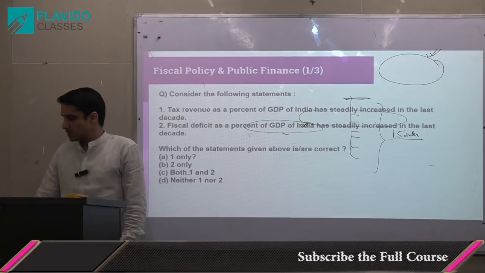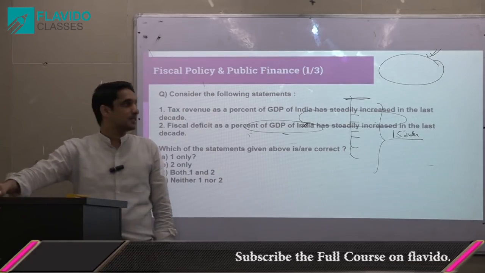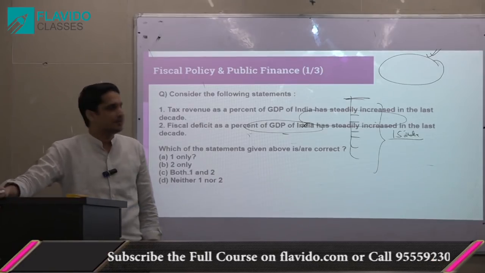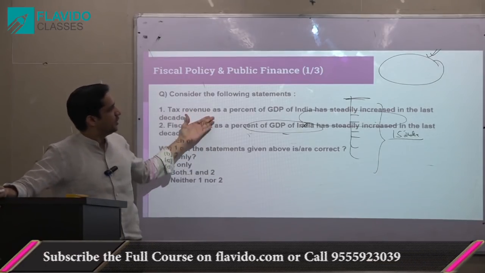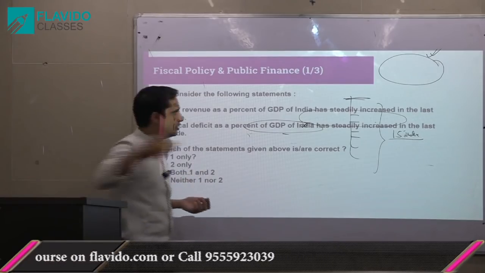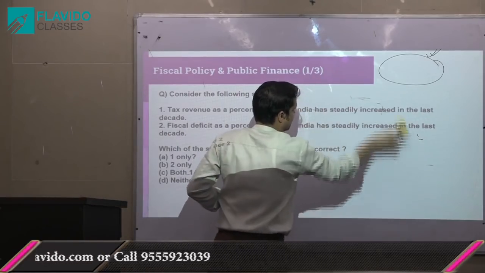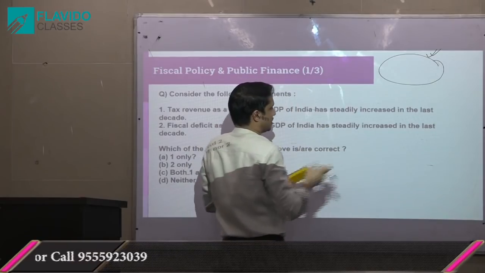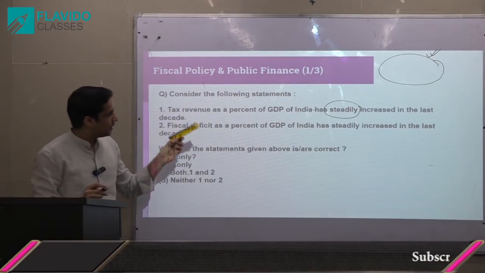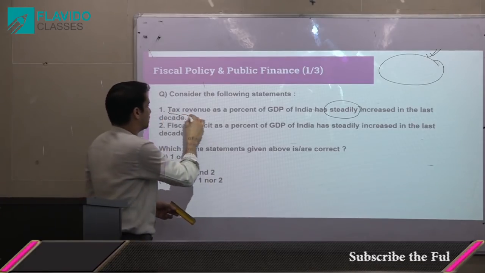Then from fiscal policy and public finance, this is a highly conceptual topic under which you need to understand the basics of the economy. So they asked this question: tax revenue as a percentage of GDP has steadily... Each and every word has significance in such questions. These questions actually make or break your selection in the prelims. So what is the meaning of 'steadily'? They are talking about the tax revenue.